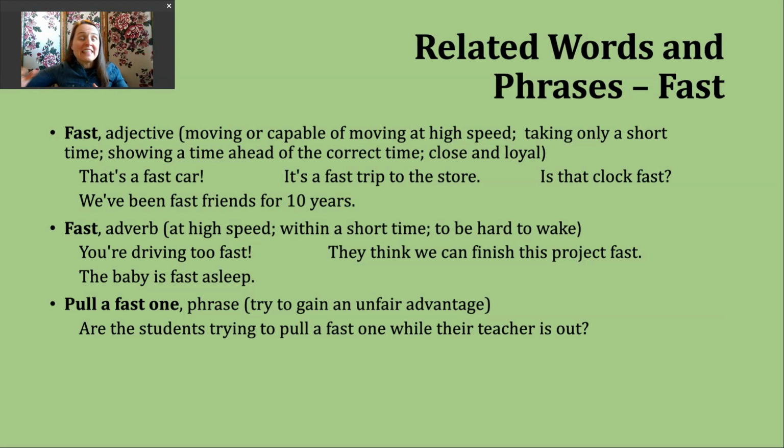Okay, now the students tell the substitute teacher, hey, we get to use our book on the test. Our teacher always lets us use the book, right? And our notes too, right? So in this situation, we might say, are the students trying to pull a fast one while their teacher is out, right? Are they trying to get an advantage because the teacher isn't there to go like, no, these are the rules. You can't use your book or your notes during a test.